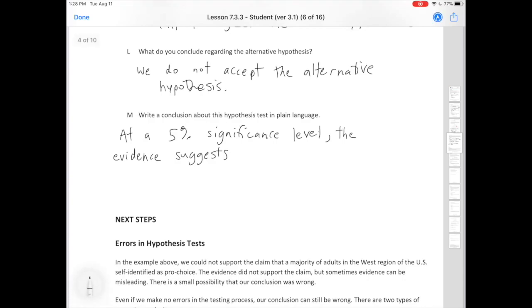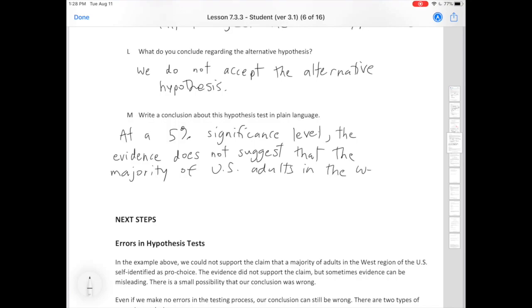Let me say it this way. The evidence does not suggest that the majority of U.S. adults in the West identify as pro-choice. Okay, so that is our conclusion.